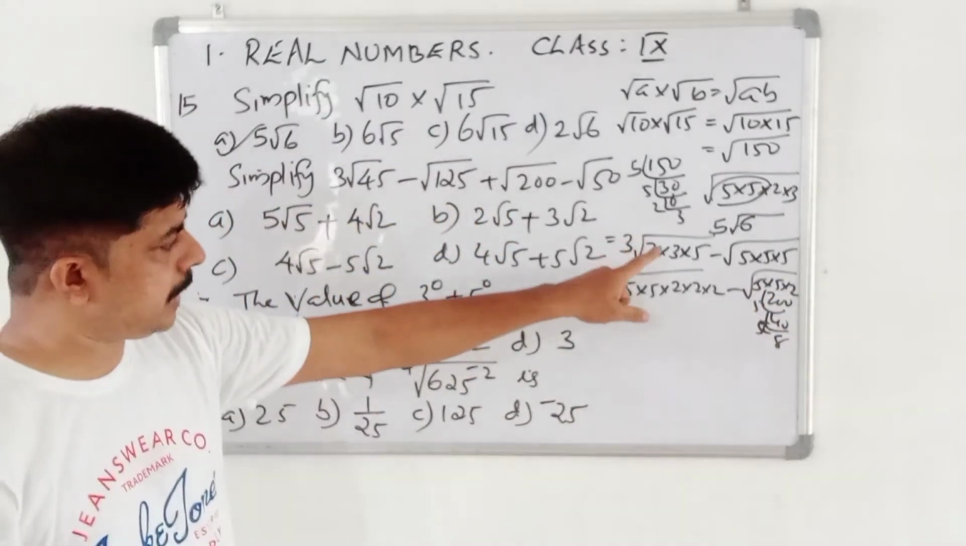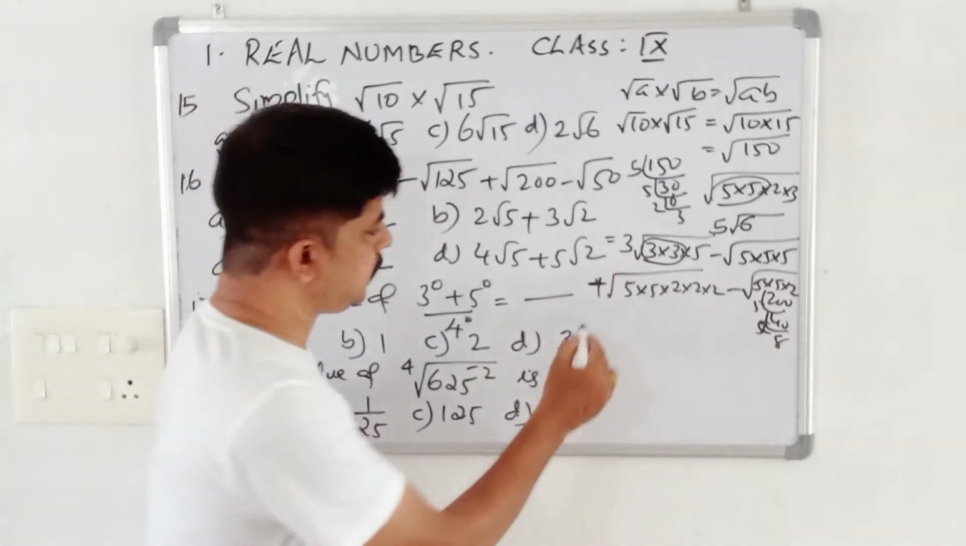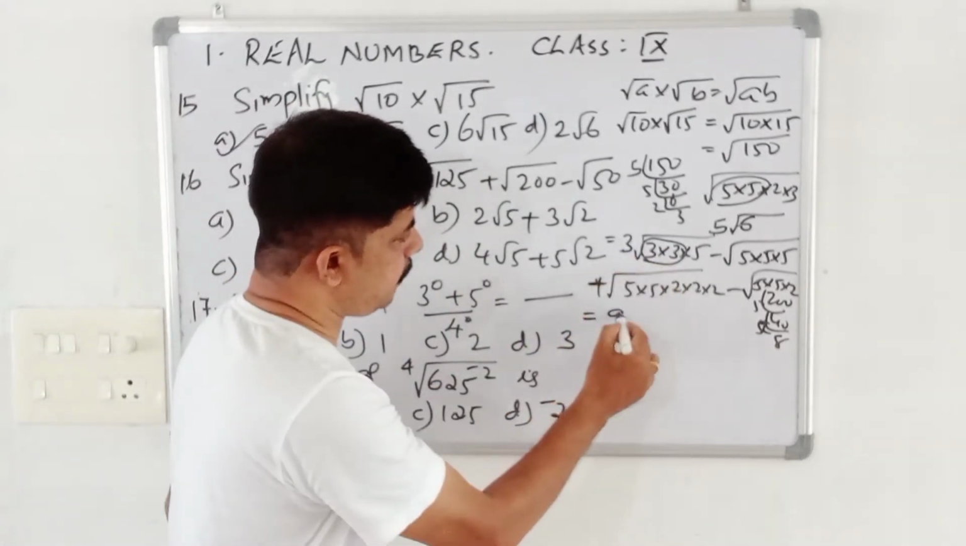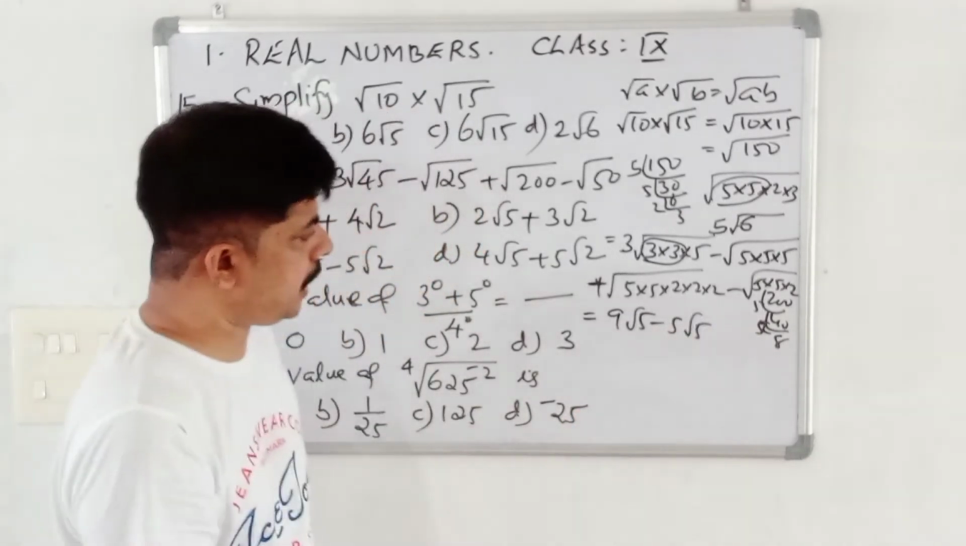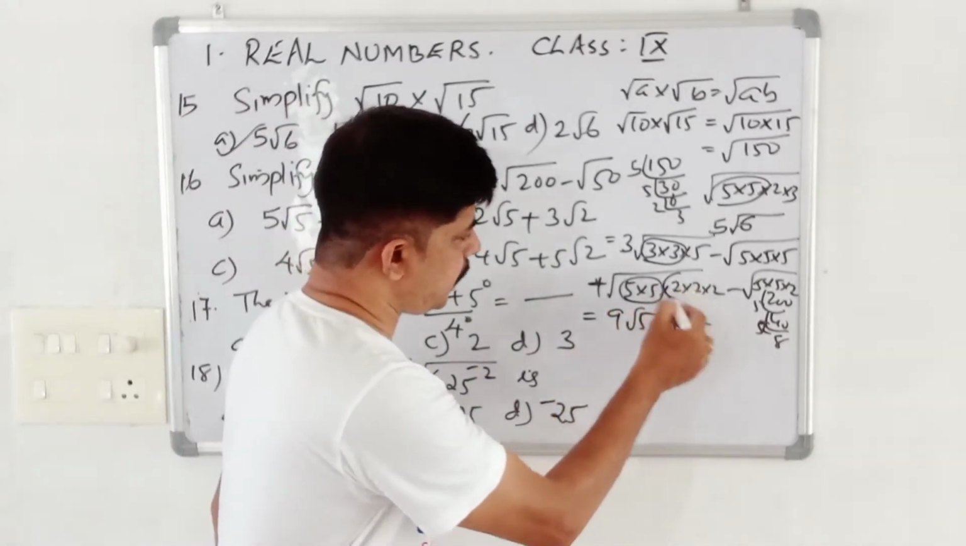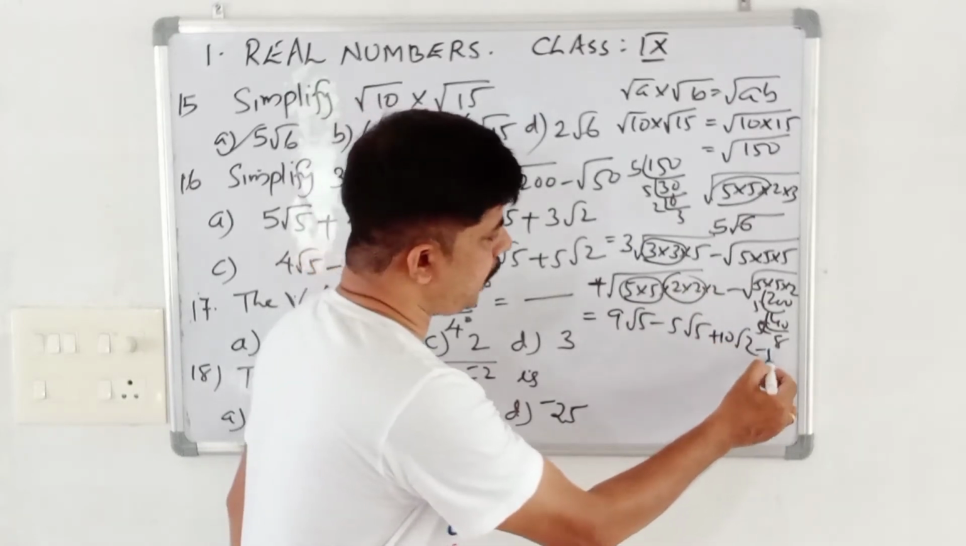Okay, we have to take out the rational numbers. This is 3 into 3, 9. Square root of 9 is 3. Therefore this 3 and this 3 become 9. 9 root 5 minus 5 root 5. There is a pair, 5 is occurring as a pair. 2 is also occurring as a pair. That can be written together as 10 root 2. Finally we have 5 root 2.